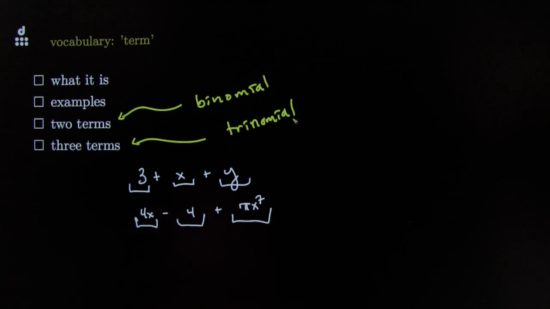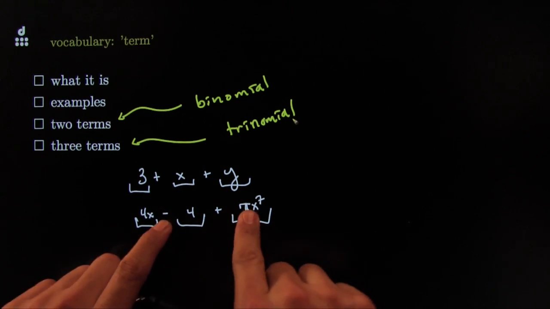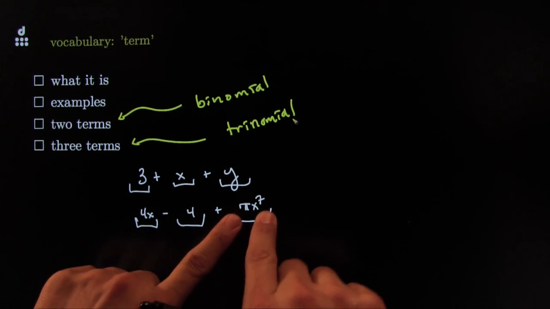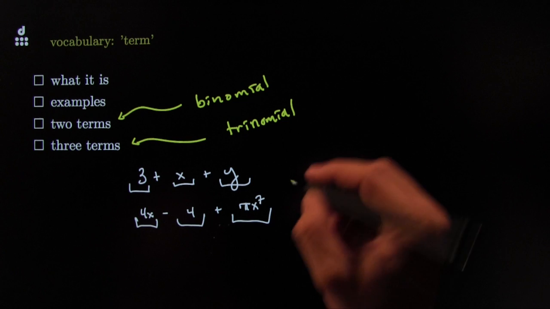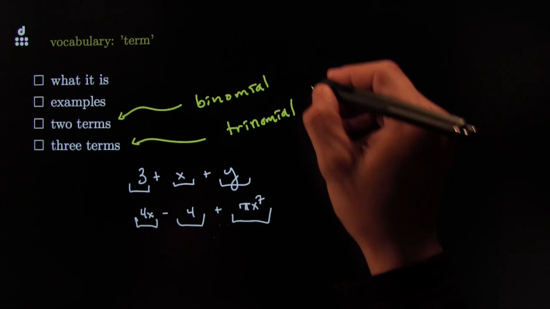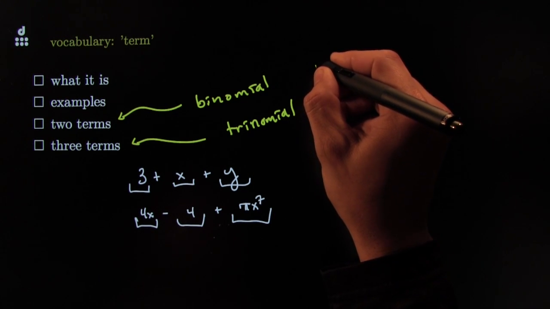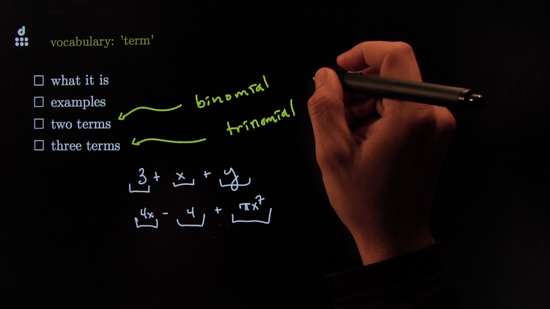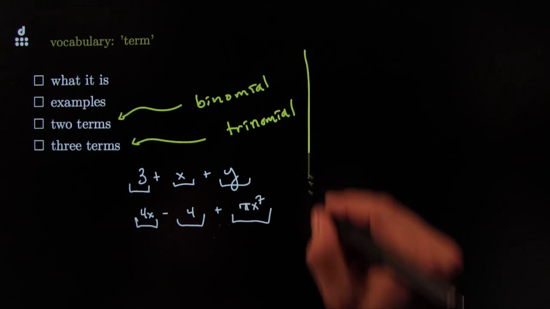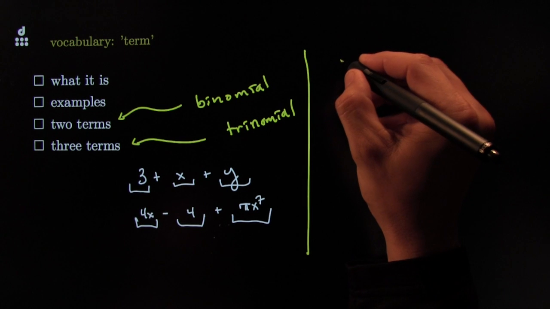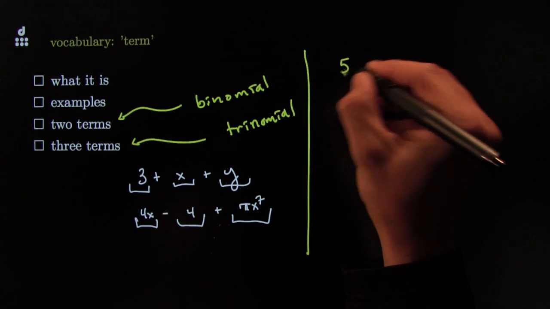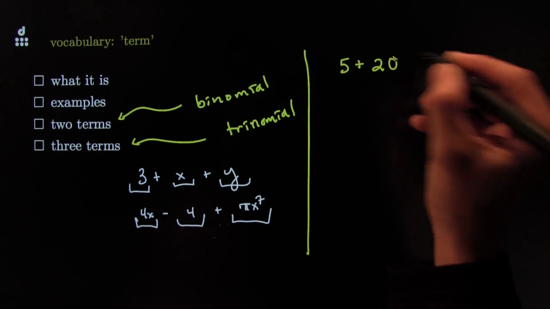Now the terms are going to be super important, because that's what we add. We always add terms. We don't add pieces of terms. Let me elaborate on that, because it's so important. I see this as a big problem always. So we should probably elaborate on it. Let's do this. Okay. So suppose I have 5 plus 20, right?